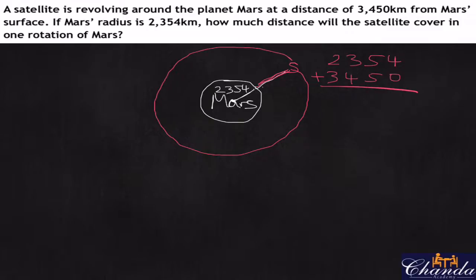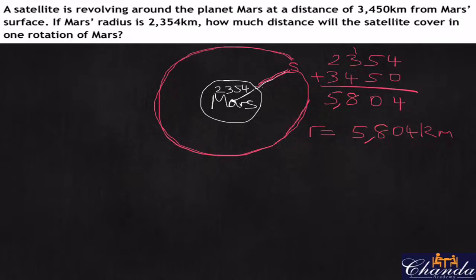So 4 plus 0 is 4, 5 plus 5 is 10, 4 plus 1 plus 3 is 8, and 2 plus 3 is 5. So the total radius for the part that the satellite is covering is 5,804 kilometers. Now the question asks, how much distance will the satellite cover in one rotation of Mars? So basically they're asking for this particular distance there. How much is that? And that, you might have already guessed, is simply the circumference.